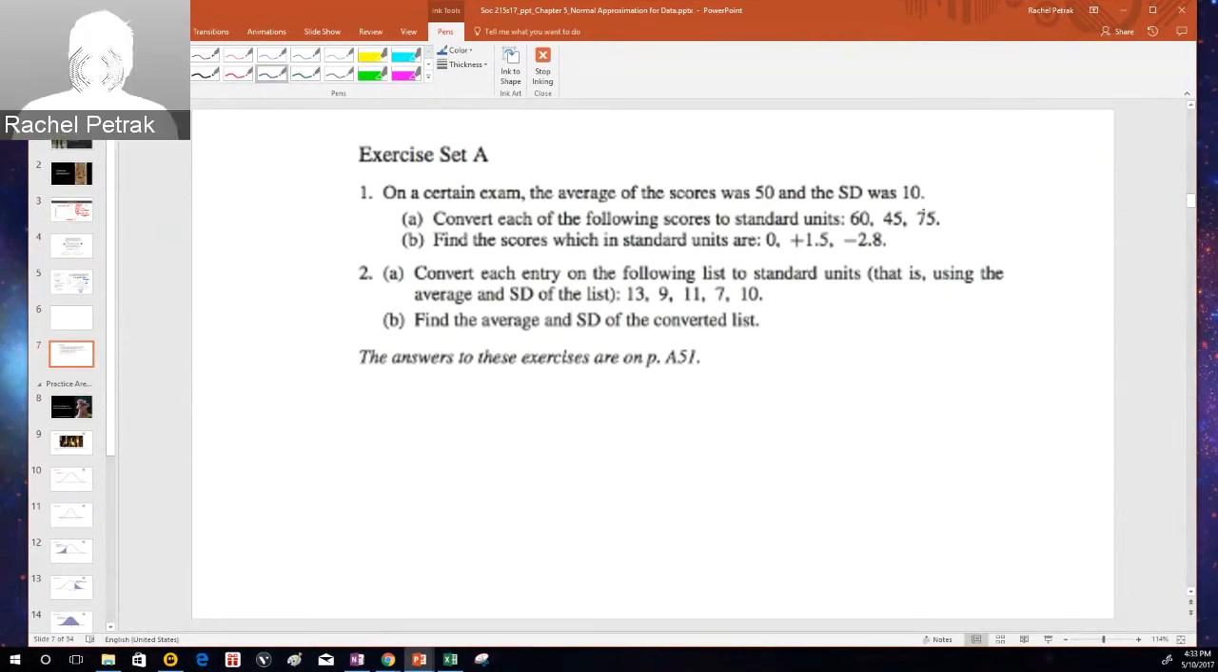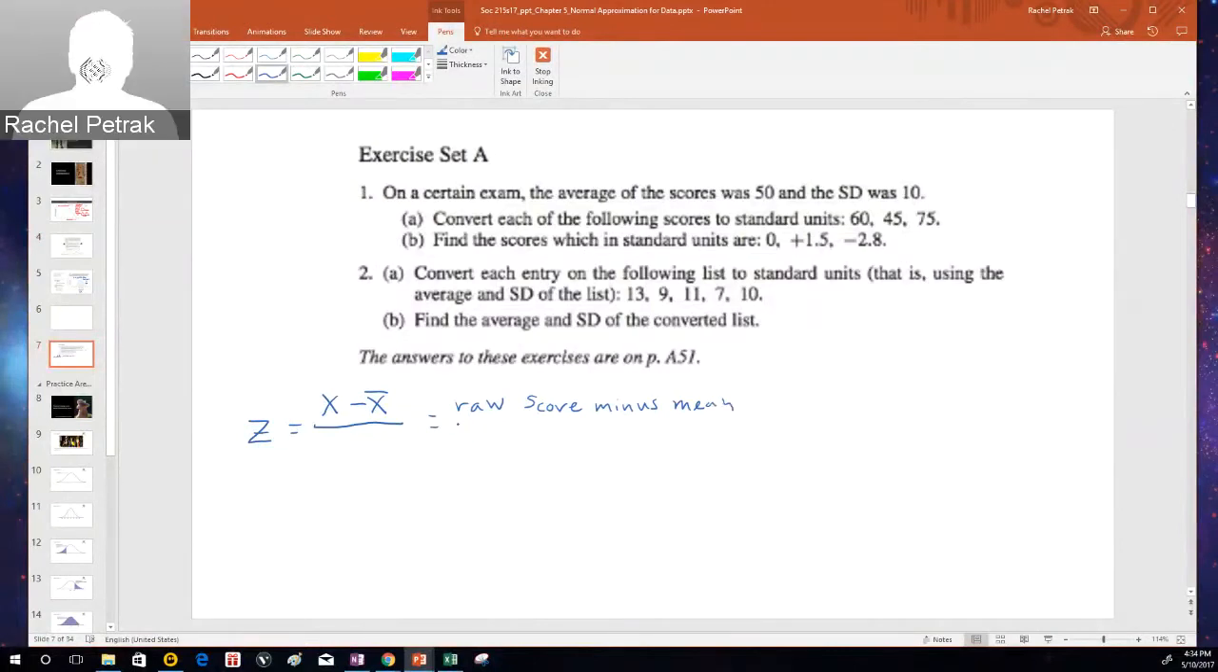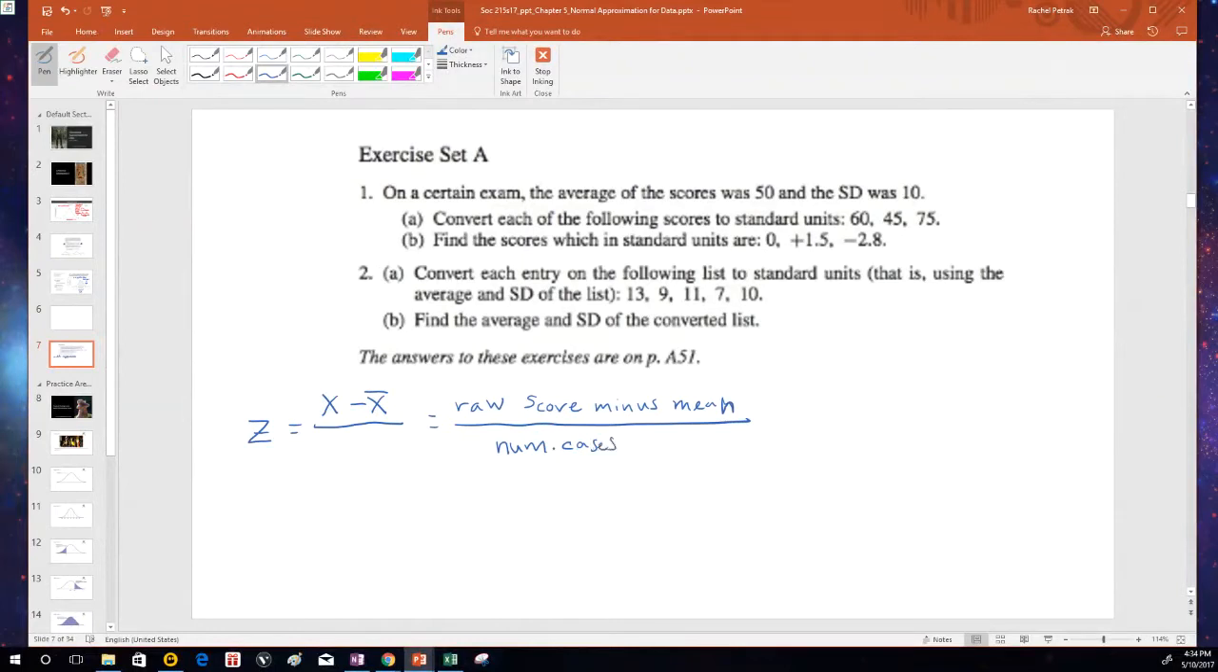So we know if we want to convert a score to standard scores or to standard units, we're going to use Z, and remember the formula is X minus X bar, or a raw score minus the mean, divided by the number of cases, or N.